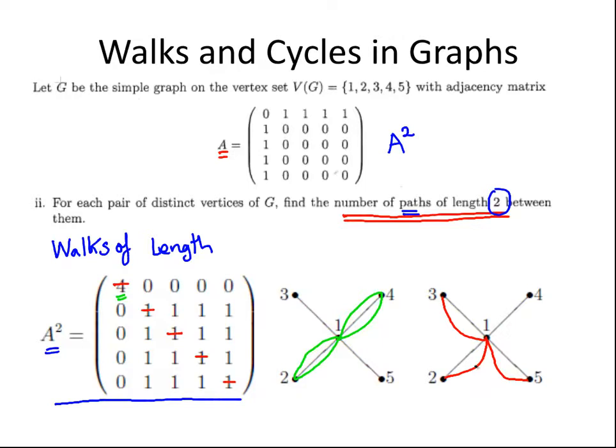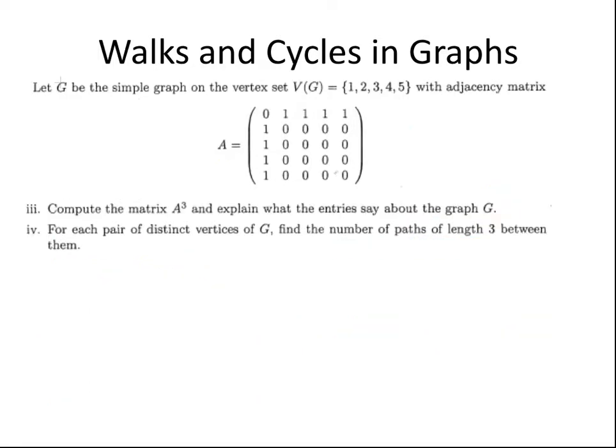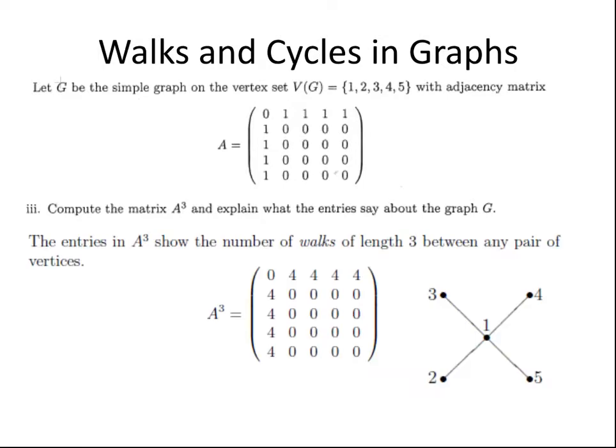So for each pair of vertices of G, the number of paths of length 2 between them is given by the off-diagonal elements of A squared. You change everything on the diagonal to 0, because that is not a path, it is just a walk. Next, compute the matrix A to the power of 3 and explain what it says about G. Let's go to that one first.